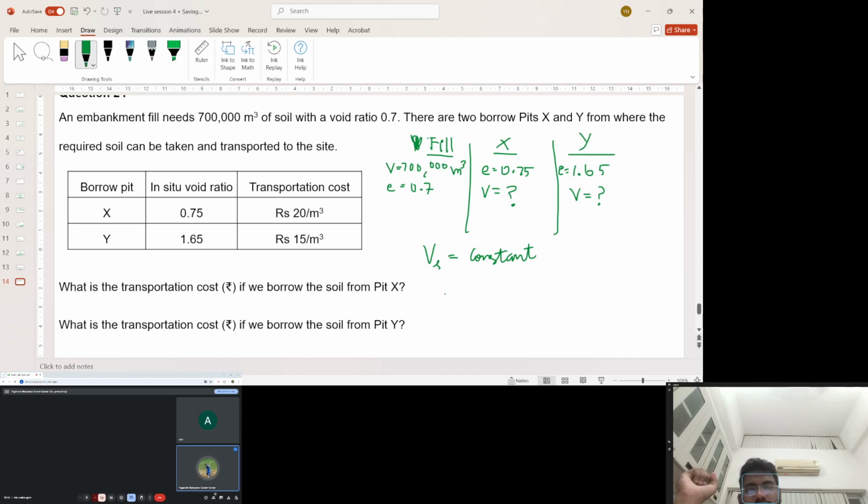So in this case, first, e is defined as volume of voids by volume of solids. So volume of voids can be written as total volume minus volume of solids, by volume of solids. Now we need volume of solids. So here e is 0.7, total volume is 700,000, minus Vs, by Vs. What is the volume of solids which we get?